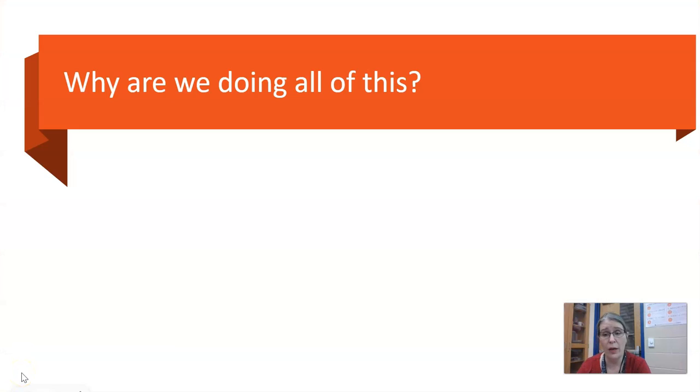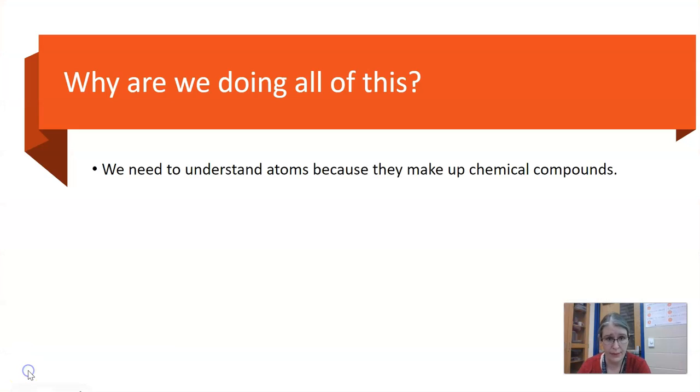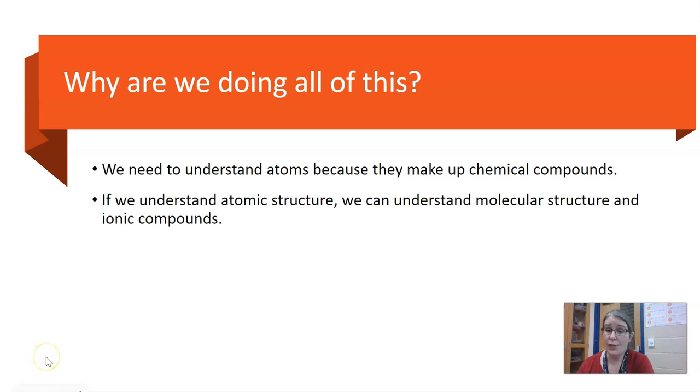So if we think about why we are working on all of this, well, number one, we need to understand atoms and electron configuration because atoms are what make up chemical compounds, and most of the world is made up of chemical compounds. If we understand atomic structure, then that will feed into how atoms join together to form the molecules that make up things like you, and the ionic compounds that also make up things like you.